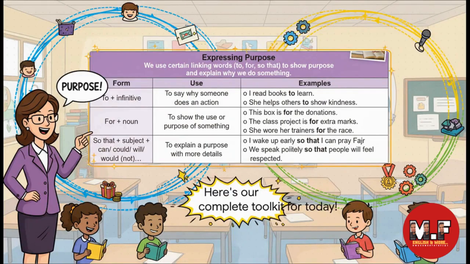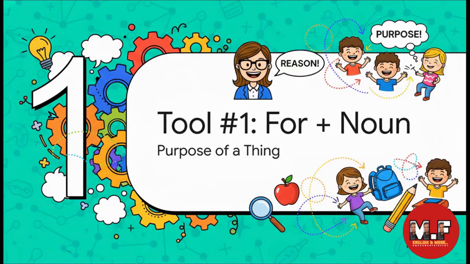And here it is. This is our roadmap for today. We're going to break down these 3 key words, for, to, and so that, one by one. By the end of this, you'll know exactly when and how to use each one. I promise. All right, let's dive in and grab our first tool from the kit, for.